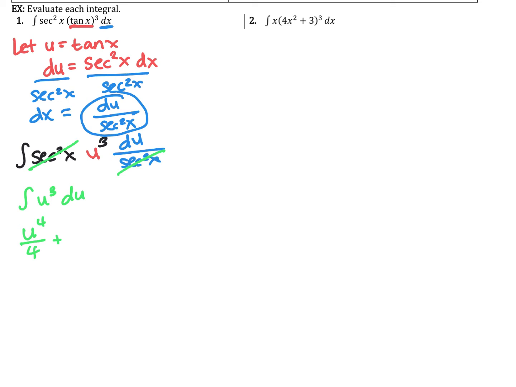Add 1 and divide by 4. Don't forget your plus c. And then my very last step is going to be to substitute back in the x portion that I was using u to hold the place of. So this is going to be tangent of x.